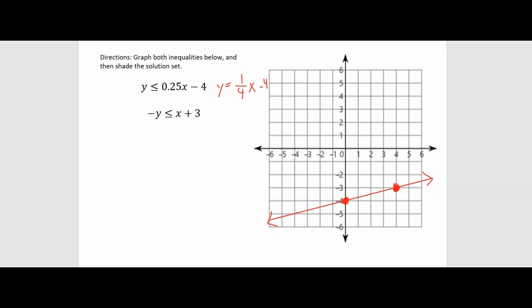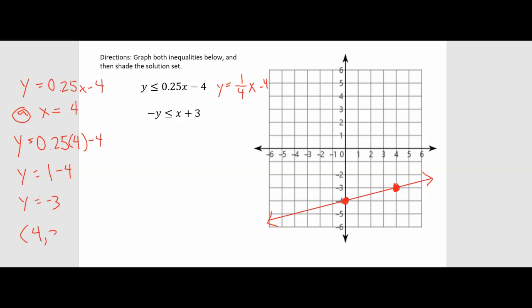However, if you didn't recognize that that fraction was 1/4, you may have to find another point a different way. If you think back to when we first started graphing lines, if I have y is equal to 0.25 x minus 4, I can pick a value for x. Let's say x equals 4. I can substitute that in. So I get y is equal to 0.25 times 4 minus 4. That gives me y is equal to 1 minus 4, and that gives me y is equal to negative 3. So my new point would be 4 comma negative 3.